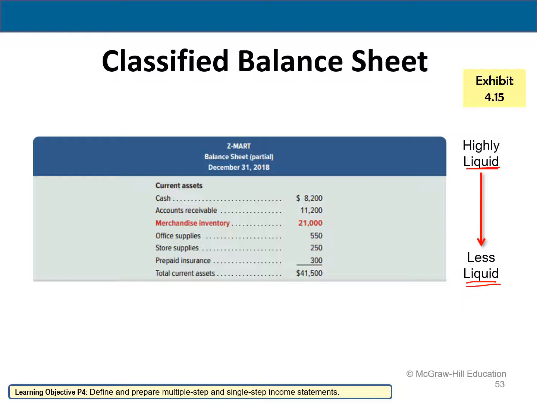Okay, so inventory is usually a little bit less liquid than accounts receivable because it has to be sold before you can receive the cash, but it's more liquid than things like office supplies, store supplies, prepaid insurance, that kind of thing. Okay.